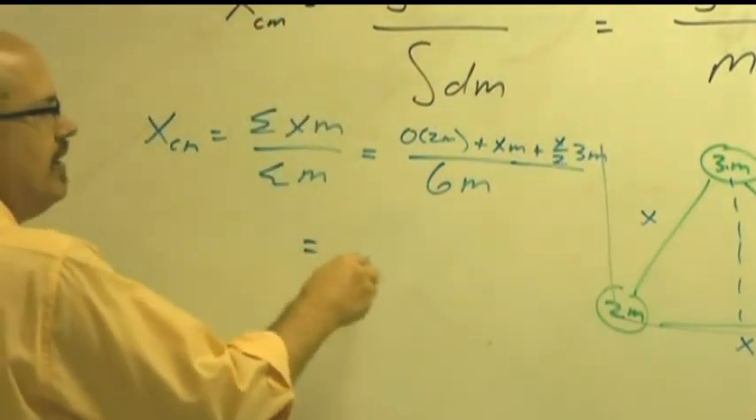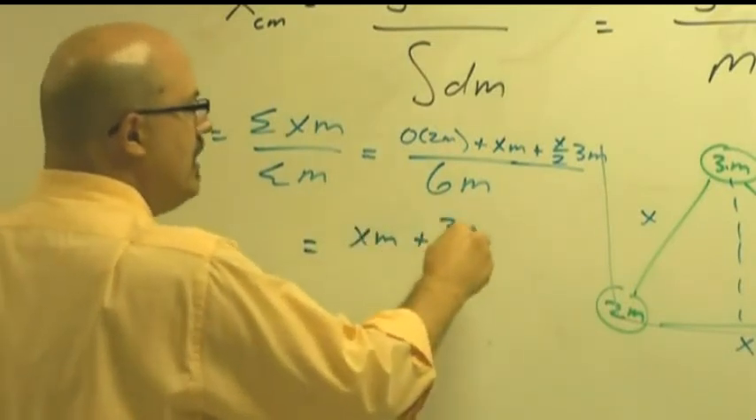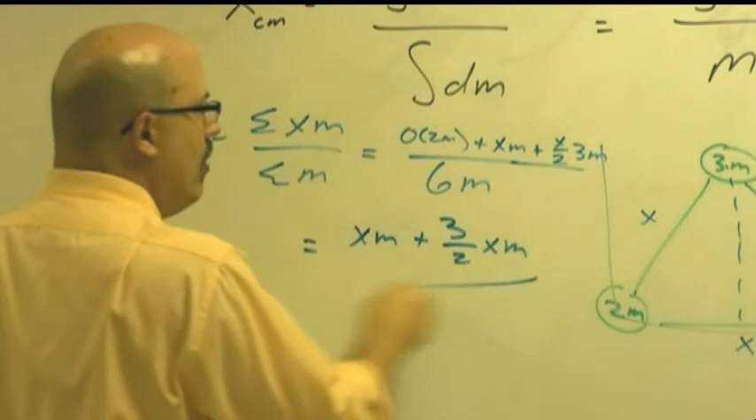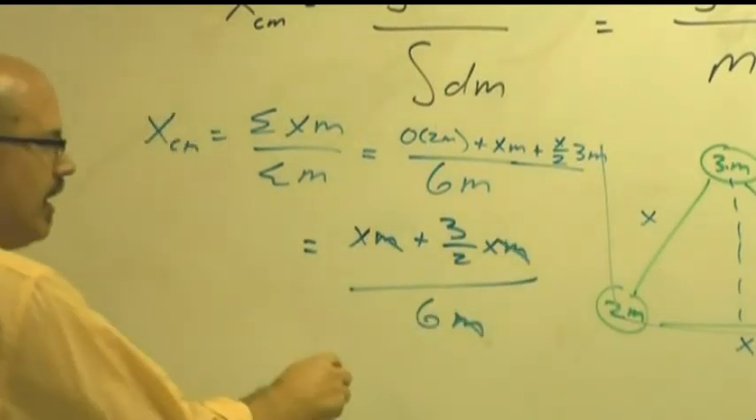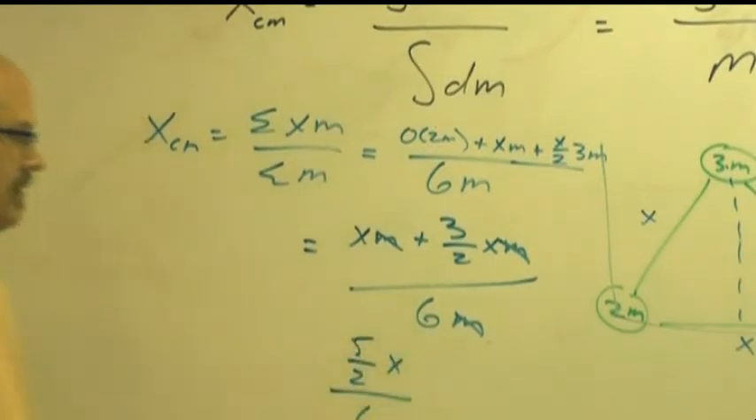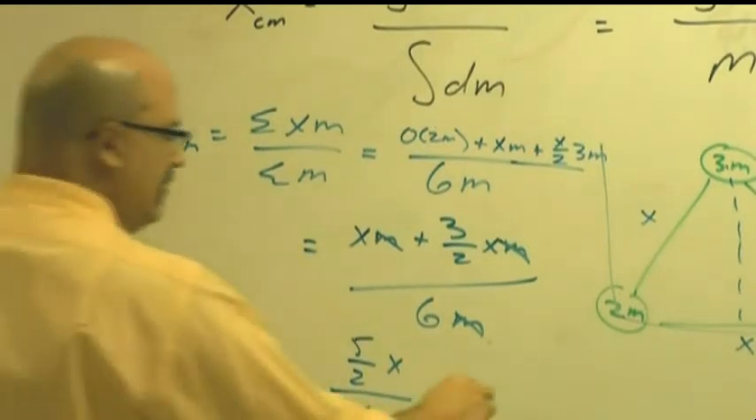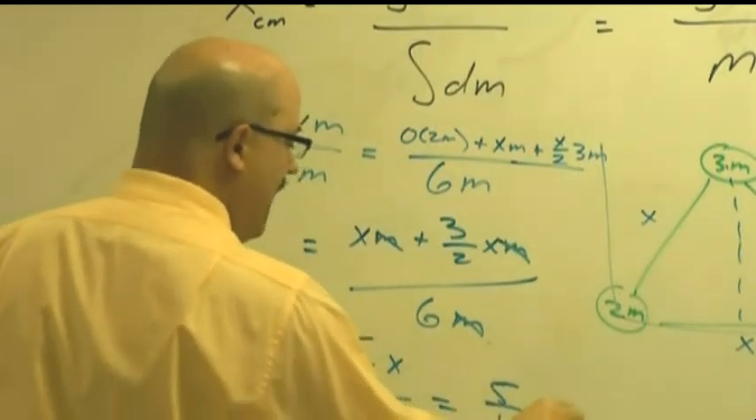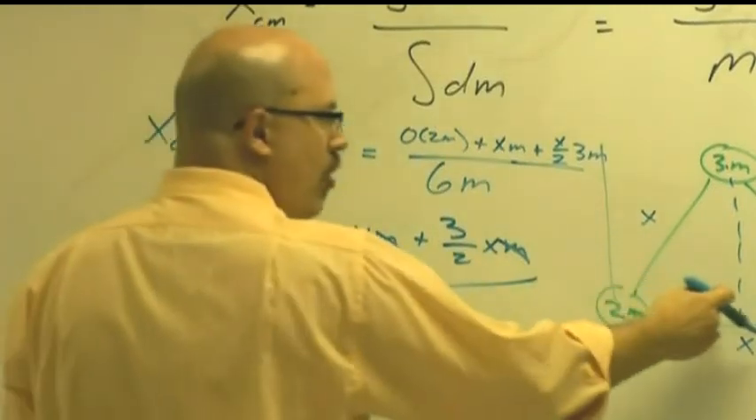So what does that become? I get xm plus 3 over 2 xm over 6m. My m's go away, right? So I end up with, what, 5 halves x over 6, right? Which is 5/12 x. Does that seem right? Yeah. It's a little bit to the left, correct? Yes. Okay, so that seems okay. So it's going to be somewhere over here.